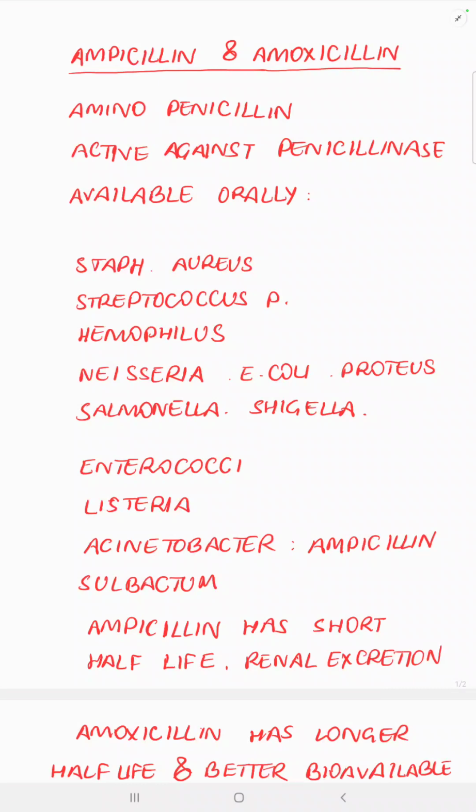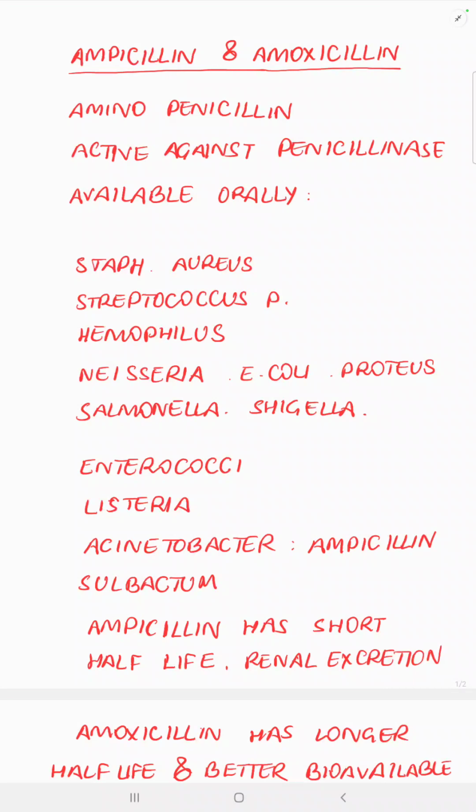Staph aureus also elaborates beta-lactamase, and these beta-lactamases mainly hydrolyze a few groups of antibiotics, and this was overcome by the aminopenicillins. Streptococcus pneumoniae and Haemophilus influenzae sensitivity was also restored, and they had fair cover of gram-negative organisms like Neisseria, E. coli, Proteus, Salmonella, and Shigella.